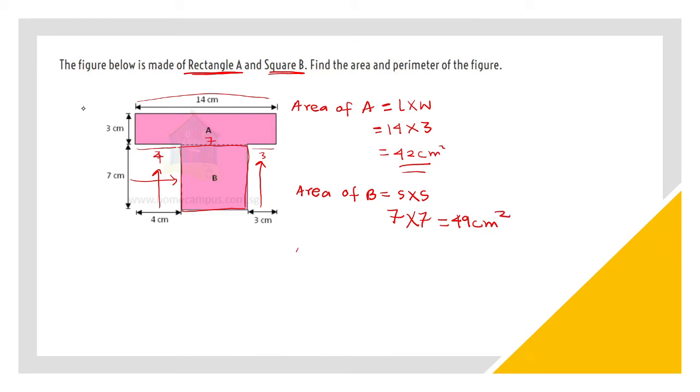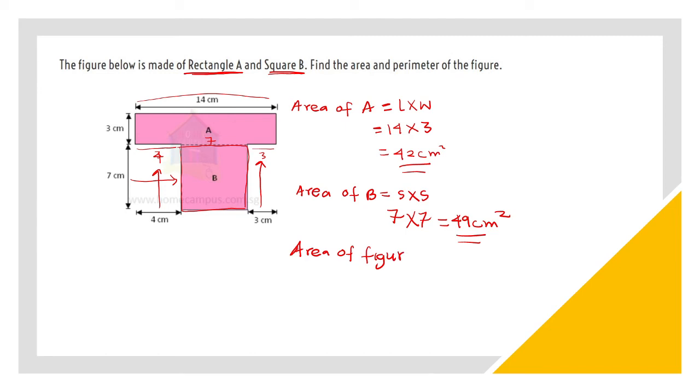So that's your area. But the question tells you to find the area of the figure, right? So now we need to get the area of the figure. So we need to add the area of figure A plus the area of figure B. So the area of that whole diagram, all of them together. So your area of the figure, that whole diagram, that is your area of the whole figure.